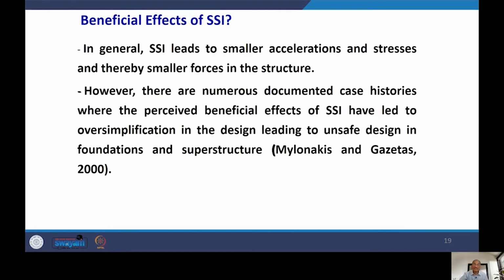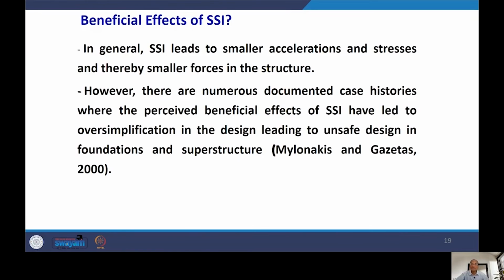However, in general, SSI leads to smaller accelerations and stresses, and thereby smaller forces in the structure. But this sentence is qualified by 'in general', that means in most of the cases, SSI may lead to smaller acceleration. However, there are numerous documented case histories where the perceived beneficial effect of SSI has led to oversimplification in the design loading, leading to unsafe design of foundations and superstructure.